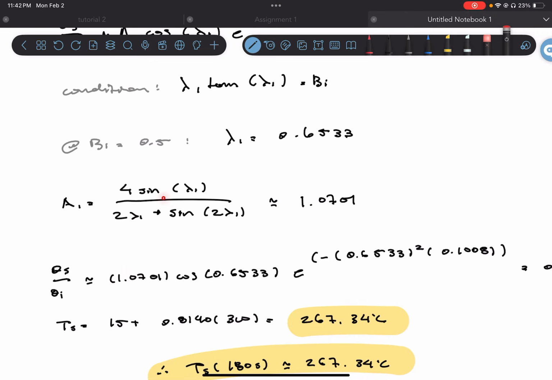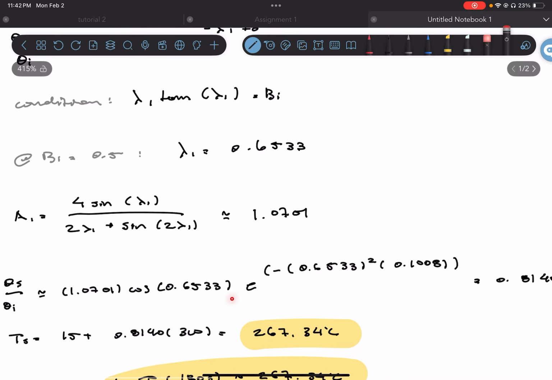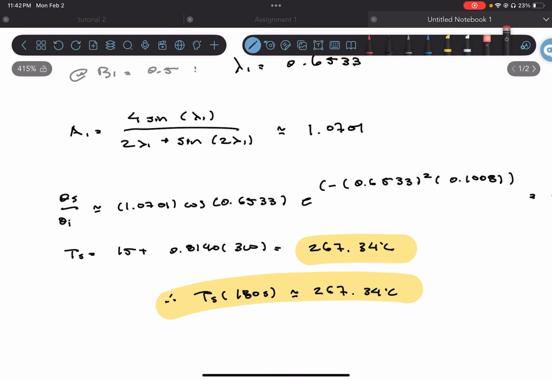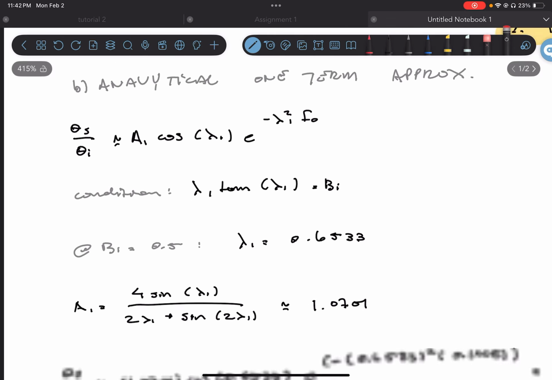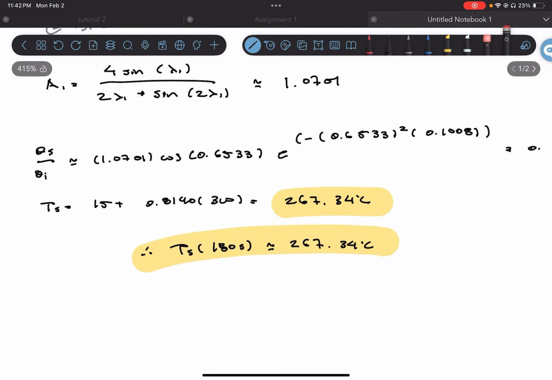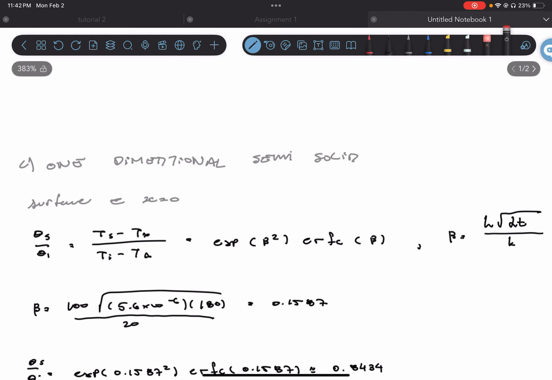Plug in every number here. Using this formula, we find it here. Plug in every number and plug it into the same formula as we did the previous time. We get that T_s equals 267.34.